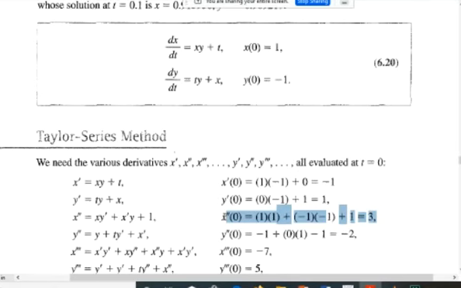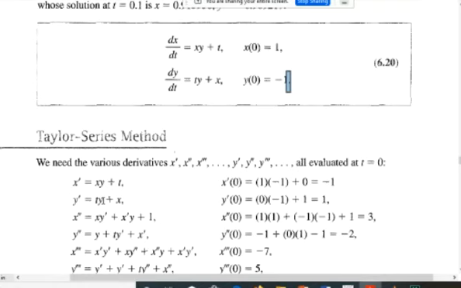In this line I have emphasized x, y, and the primes at the initial point. The value of x is 1, y is minus 1, x prime is minus 1, y prime is 1, and we can find that x double prime is 3. In a similar approach, we can get the second derivative of y from the first derivatives of y.